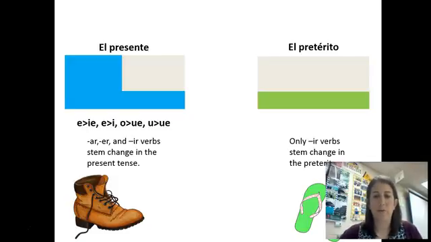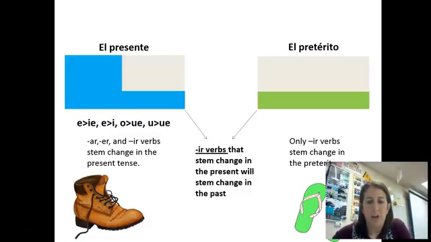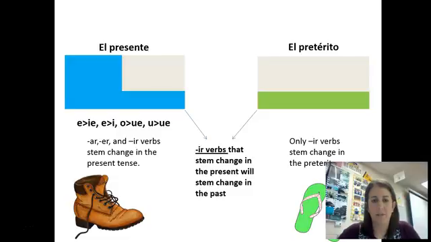Only IR verbs, so we're back to number 1. Only IR verbs stem change in the preterite tense. So our stem changers that are AR and ER, we don't have to worry about them. And the IR verbs that stem change in the present will stem change in the past. So we're not going to have a new set of verbs that stem change. It has to have a stem change in the present tense in order to be a stem changer in the preterite tense. And then finally, we only have two types of stem changers, E to I and O to U.